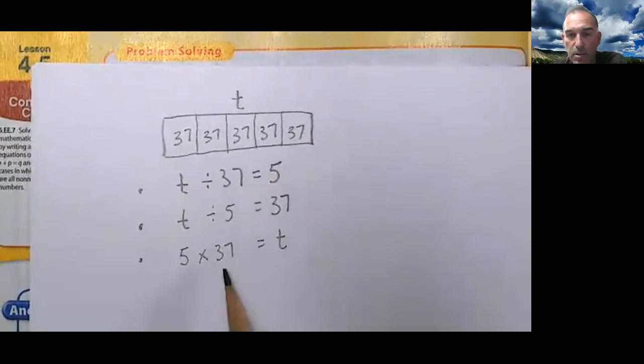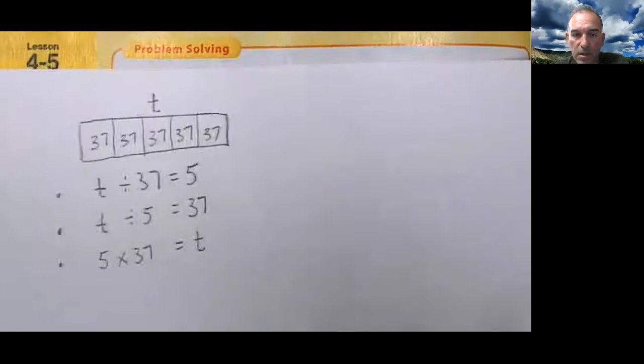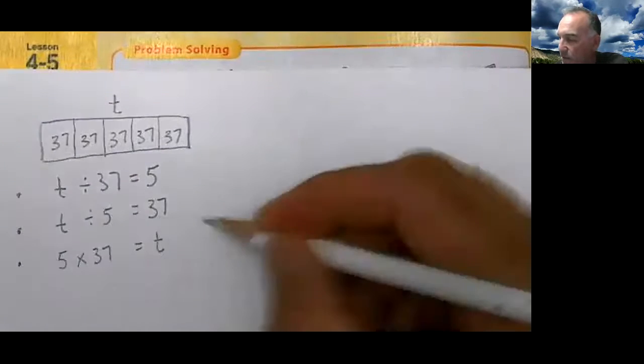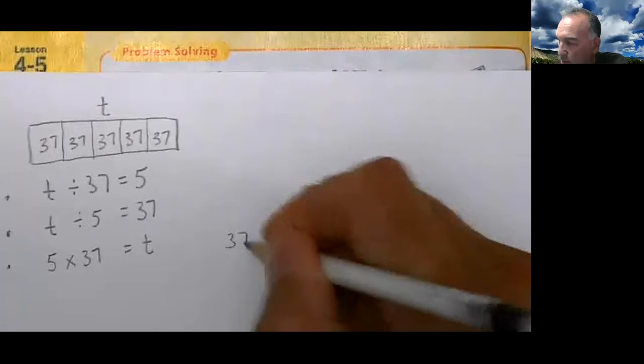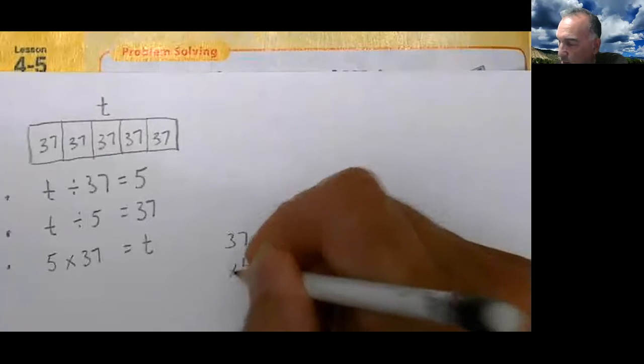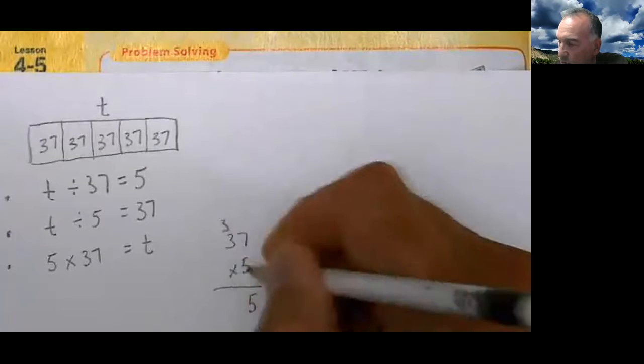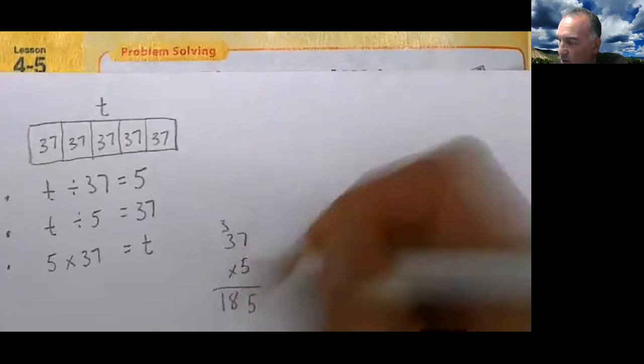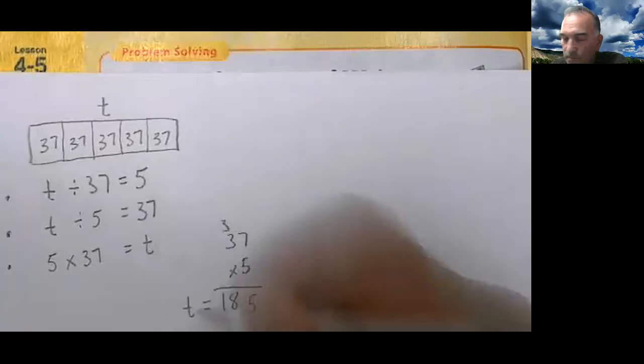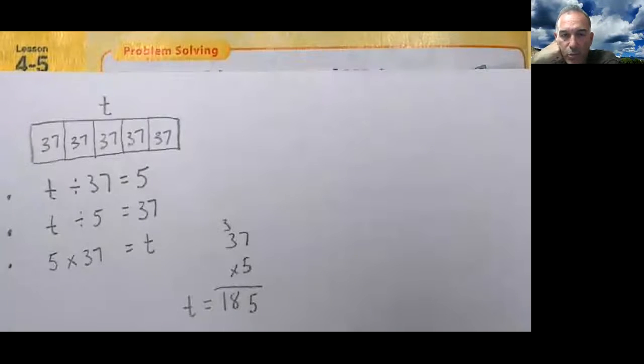I want to pick the easy one. Let's pick the easy one first. Let's do 5 times 37. So here's, I pull it to the side. I multiply 5 times 7, 35, 15, $185. So the total that they had was $185. Make sense?